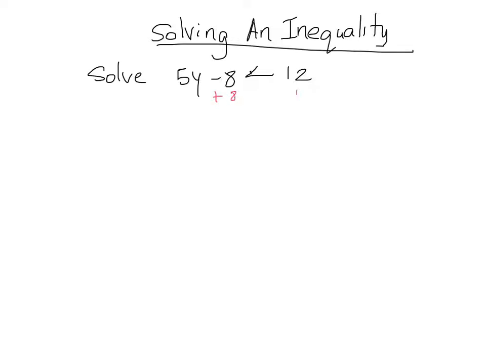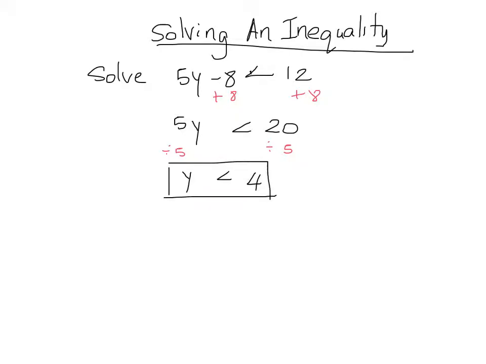So we want our y alone, so we add 8 to both sides, and we get that 5y is less than 20. And again, since we want our y alone, we divide both sides by 5, and we get that y is less than 4. As you can see, everything was exactly the same as solving an equation. Nothing changed. However, if you multiply or divide by a negative number at any point in this procedure, something does change. So let's look at another example to see how that works.